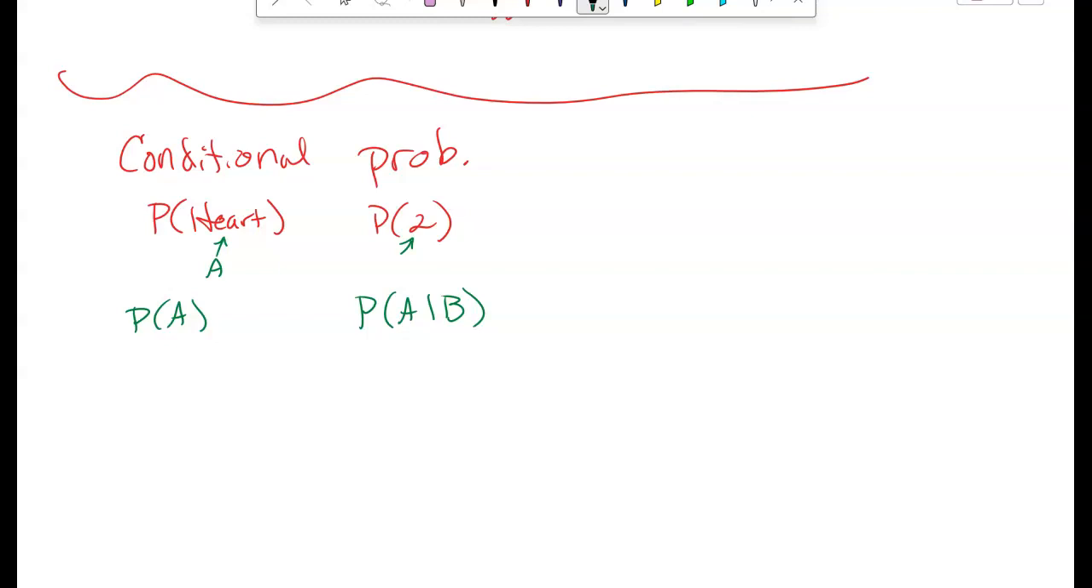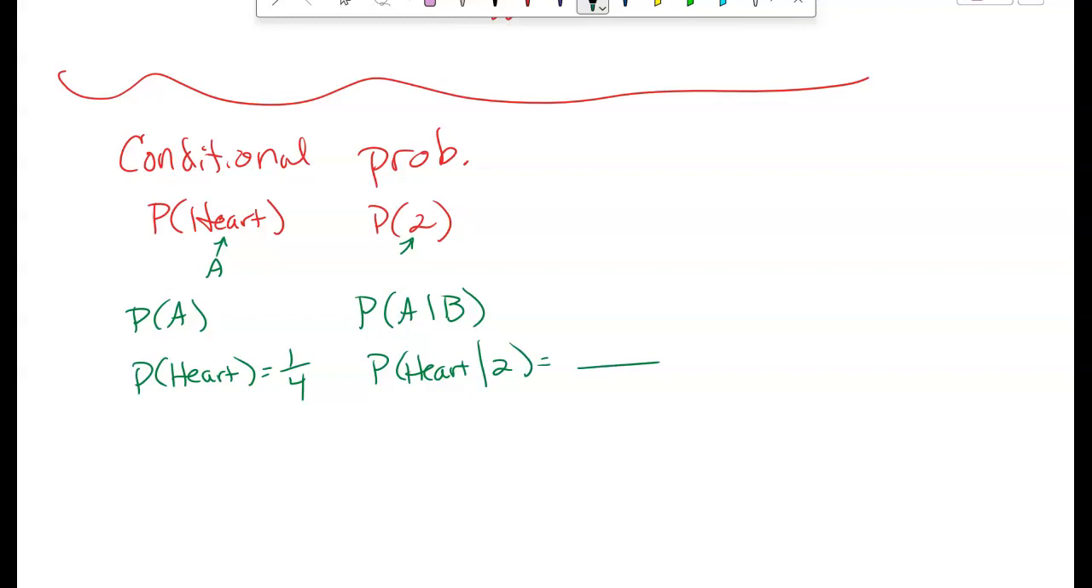So let's do this real quick and see if we got this. Guys, probability of a heart. What do we get? 1/4. That didn't change from our last problem, right? 1/4. Now, what's the probability of a heart given that there is a 2?